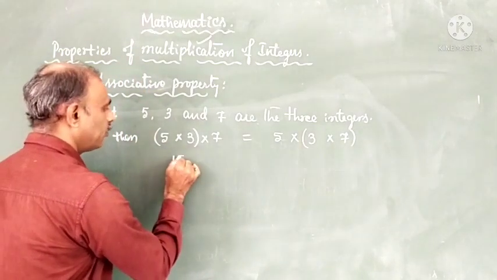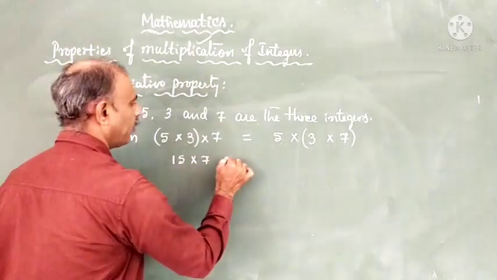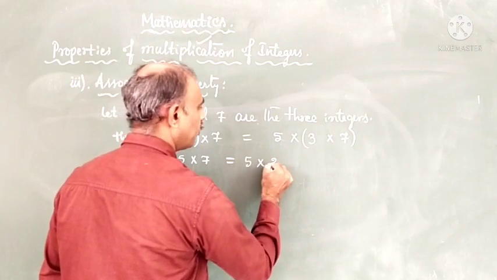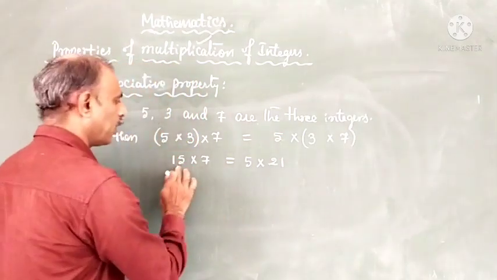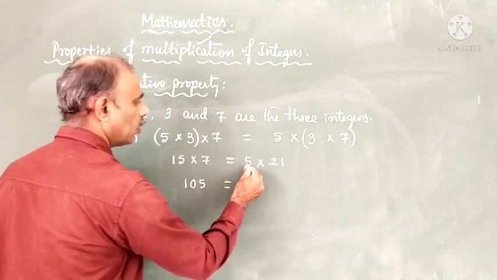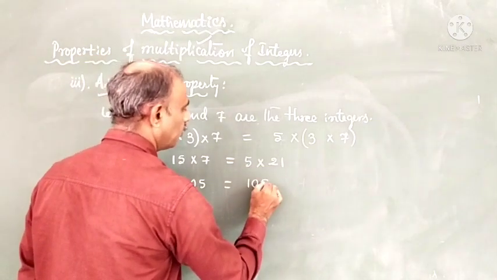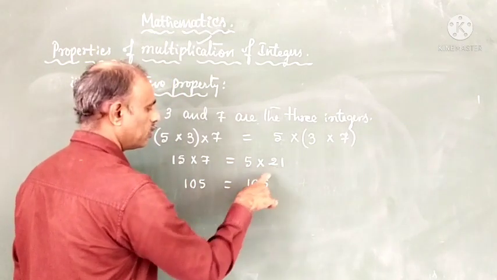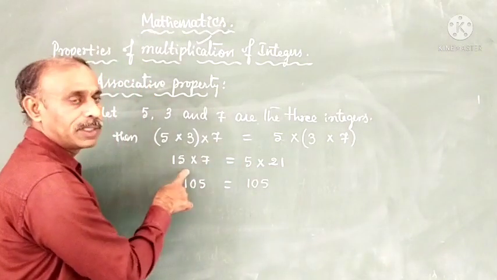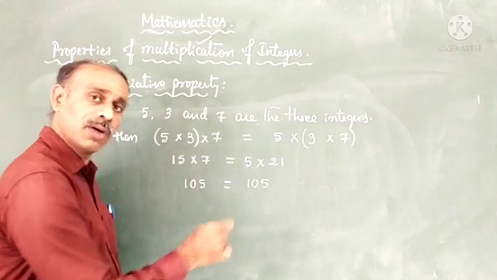5 3s are 15 into 7. 5 you write as it is. 3 7s are 21. Now you multiply. 15 7s are 105. So here also 105. 5 1s are 5. 5 2s are 10. Right? 7 5s are 35. Carry 3. 7 is 7 plus 3, 10. So 105 equal to 105.